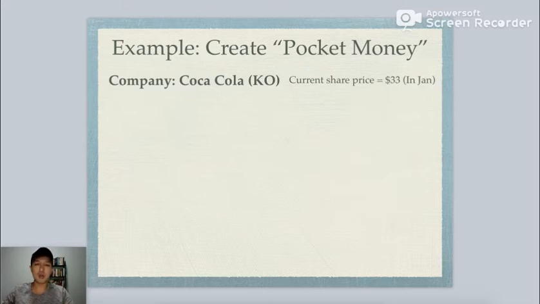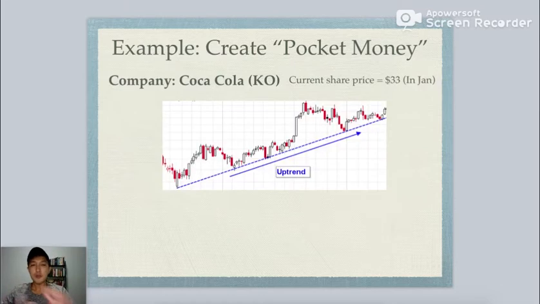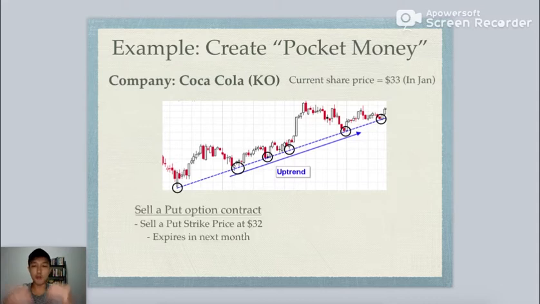Using Coca-Cola again, let's say the current share price is 33 in January. The price is generally moving in an uptrend. Looking at the technical analysis, you found that the price tends to bounce off the support level, so every time it reaches a support level, you want to do this strategy. But remember, because the portfolio is not that big, you are unable to do a full protective put strategy, so you want to use this strategy to help you. First, you identify that you want to sell a put contract.